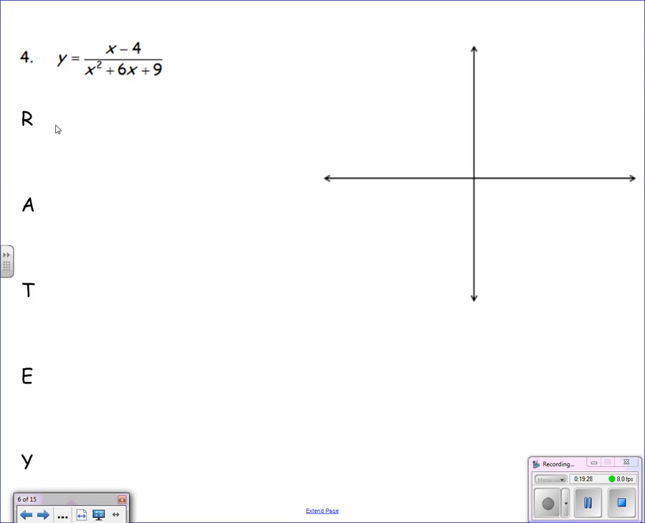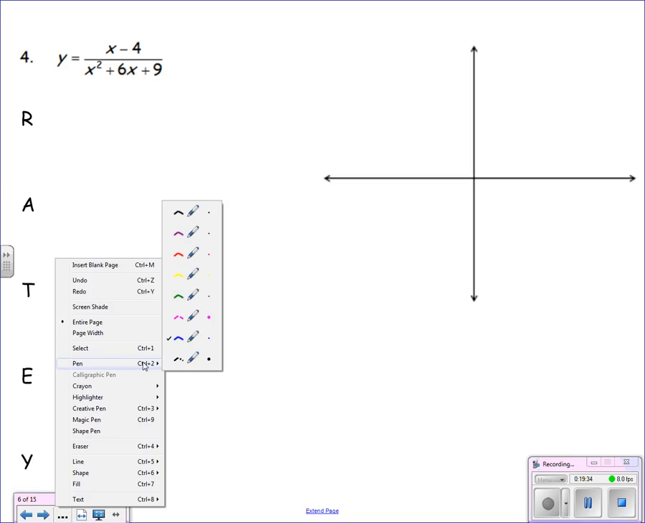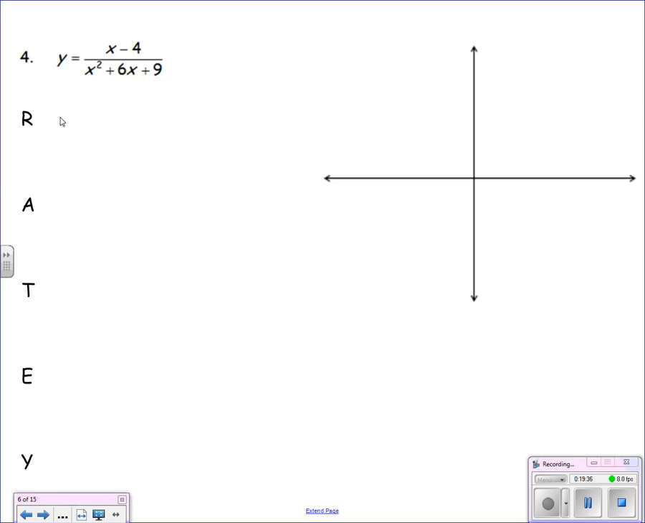So again, let's find our roots by taking the numerator and equaling it to 0. So add 4 to both sides, you would get x equals 4. Write it as a point. So that would be (4, 0). And plot it and label it.